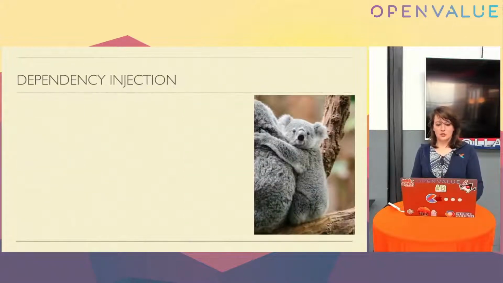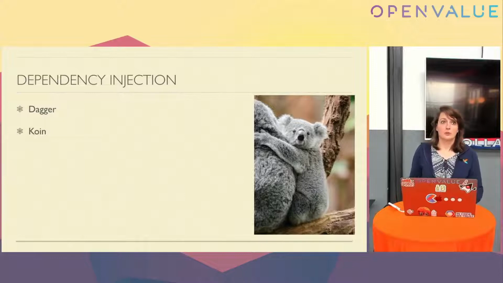So dependency injection: in my opinion, there are three big players on the market. If you start Googling about dependency injection in Kotlin, you will find Dagger. Dagger is widely used in Android development, and therefore you will find it in combination with Kotlin. And then there is Koin, which is a very good candidate as well, and which is completely written in Kotlin and written for Kotlin.